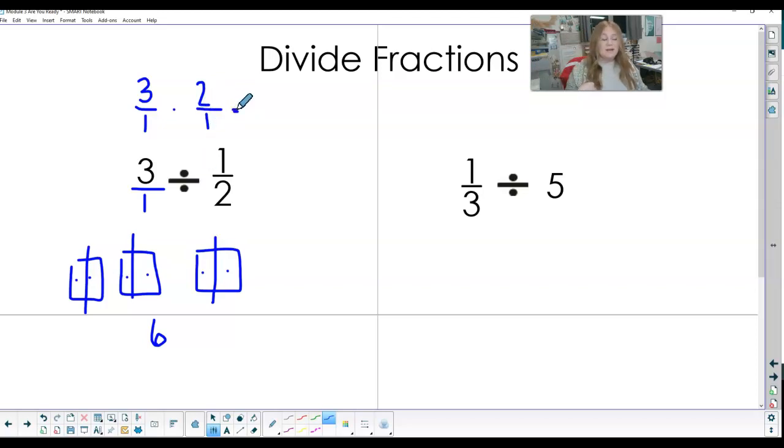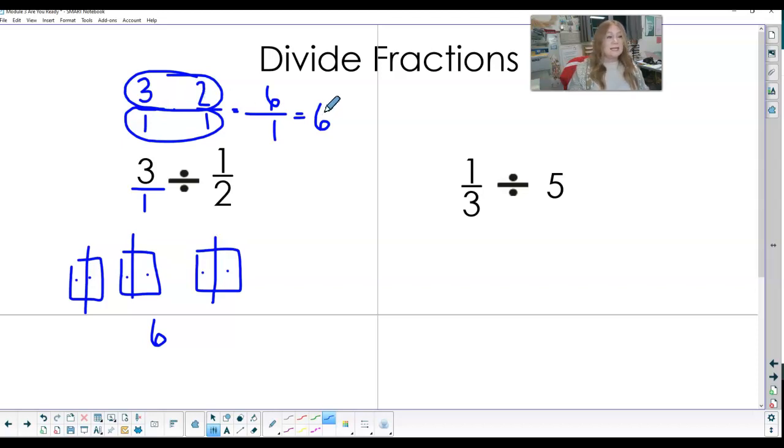So now I have a multiplication problem. Multiply the numerators is 6. Multiply the denominators is 1. 6 divided by 1 is 6. Right? We took these 3. We cut each of them into 2 pieces. We made 6.